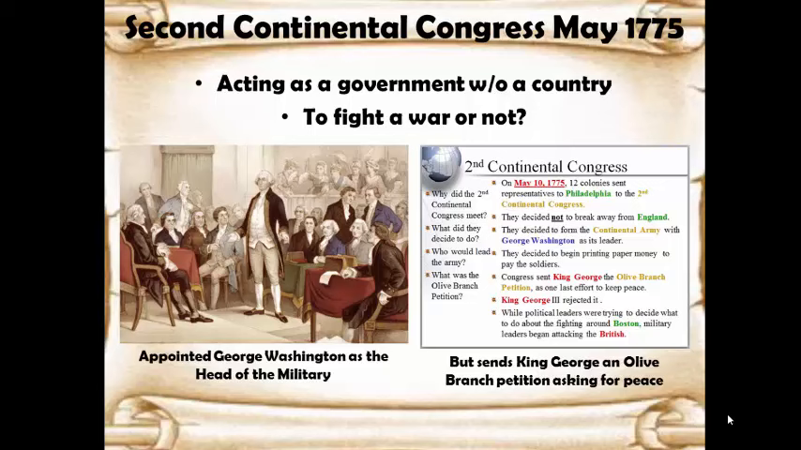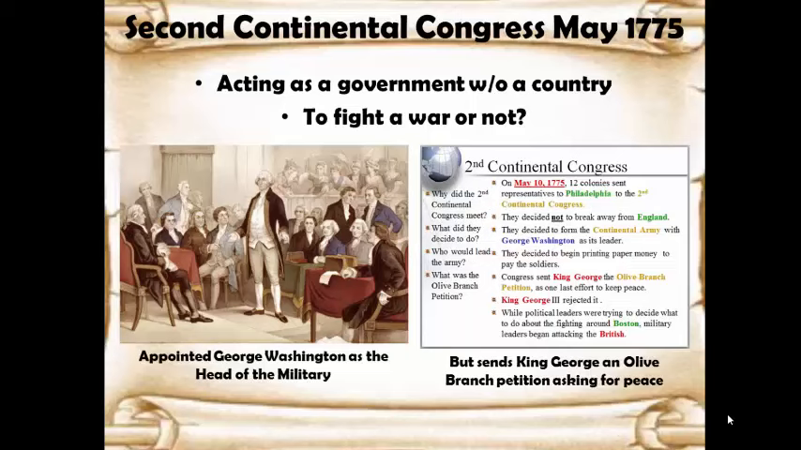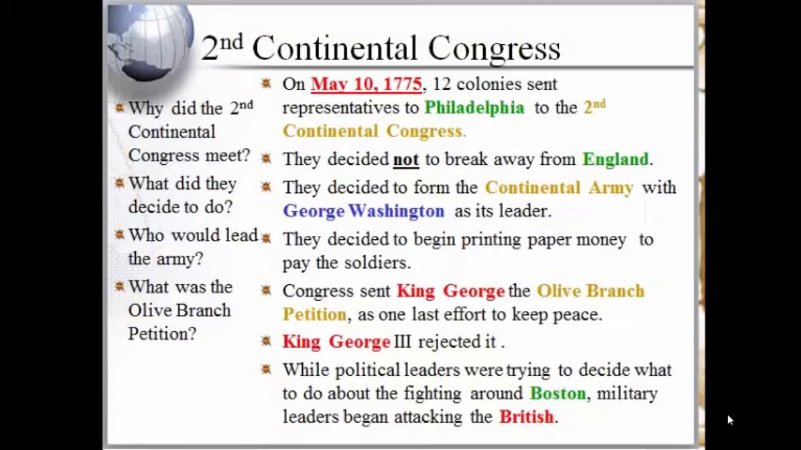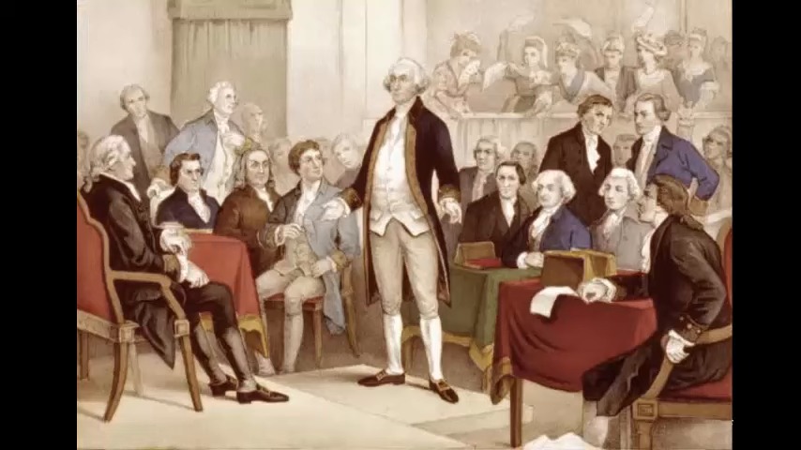So when the Second Continental Congress meets a month later, they send a last-ditch petition, or a letter, to the king known as the Olive Branch Petition as one last attempt to keep the peace. But for many, it was too late. So the delegates, while they're sending out this petition, they're also arming themselves. They're also getting ready for war, okay? And they decide to promote or appoint George Washington as the head of the military.